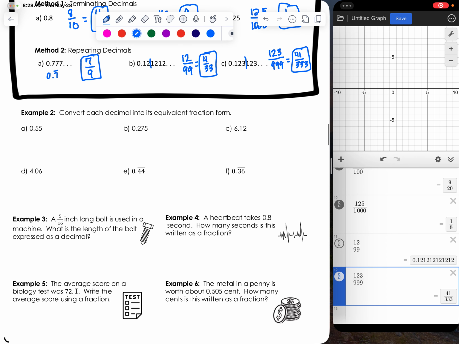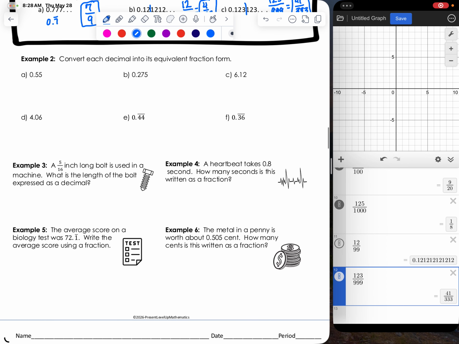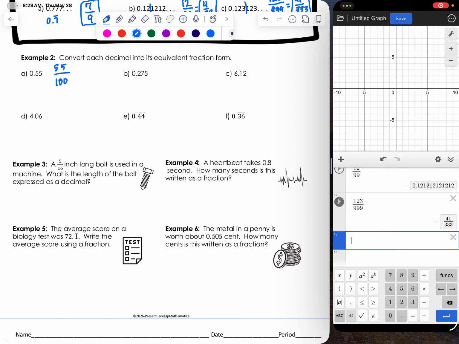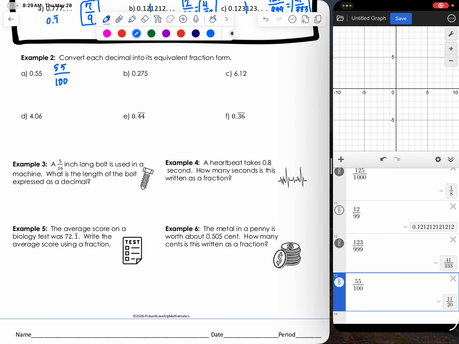So in example 2, it says convert each decimal into its equivalent fraction form. So in problem A, we have 0.55. This is a terminating decimal. And for terminating decimals, we put the number 55 over its appropriate place value. So because this was 2 places, that's our hundredths place. So 0.55 is equivalent to 55 100ths. Then I put that in my calculator and I attempt to reduce the fraction to lowest terms, which would reduce to 11/20ths.